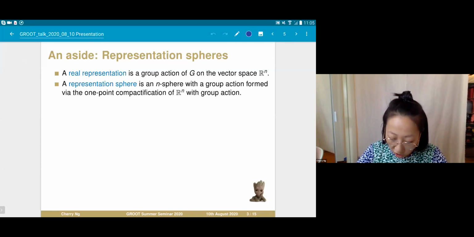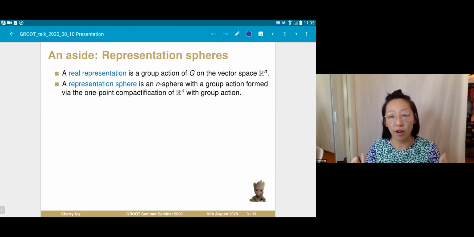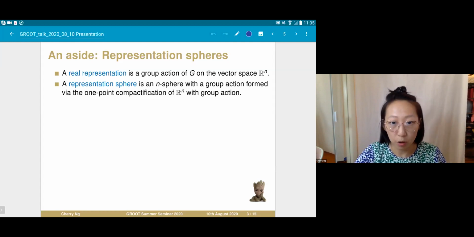A representation sphere is an n-sphere with a group action where you take the R^n that you just put a group action on and you do a one-point compactification and turn it into a sphere. I'm going to do an example in a minute.